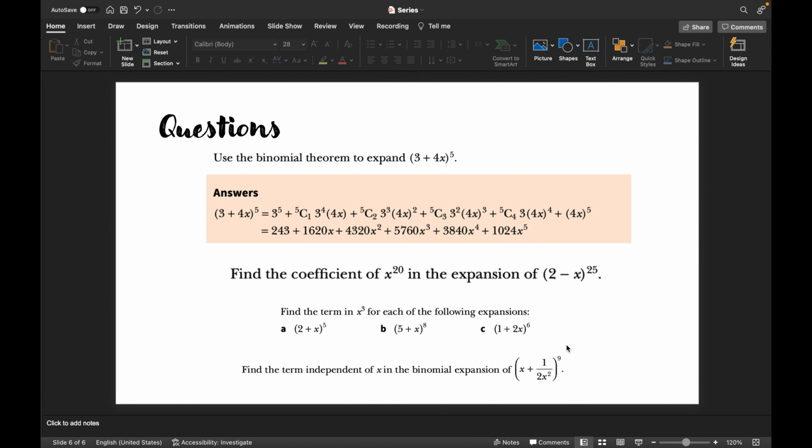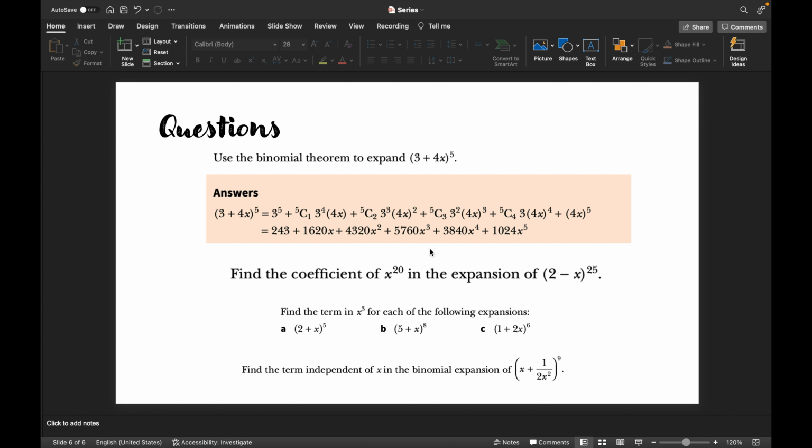I have selected some questions that will be seen in your paper. I'm pretty sure a question like this one or this one is going to come in the exam for sure. There's going to be at least one question that will ask you about the term independent of x, or you have to find the coefficient of a particular value. So this is what you're going to get in the exam. This question and this question are just for practice, but you're going to use the knowledge that you have learned by solving these questions to find the answer for a question like this or this.